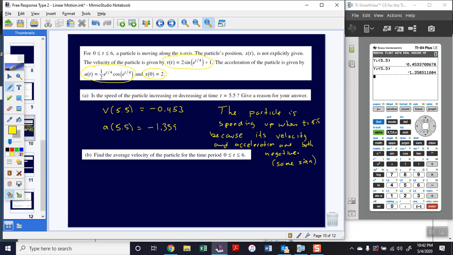Notice very little tough arithmetic here. It's about the concepts. You know what you're looking for. You gather the information and then write a conclusion. That's all they're asking for there.